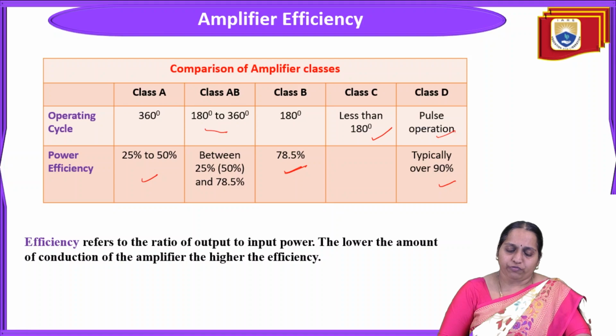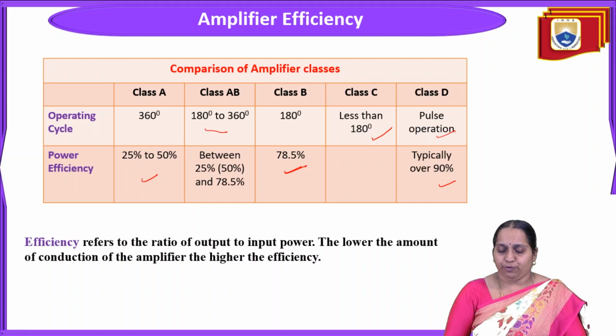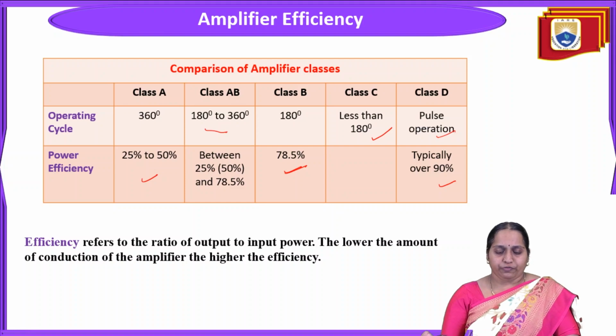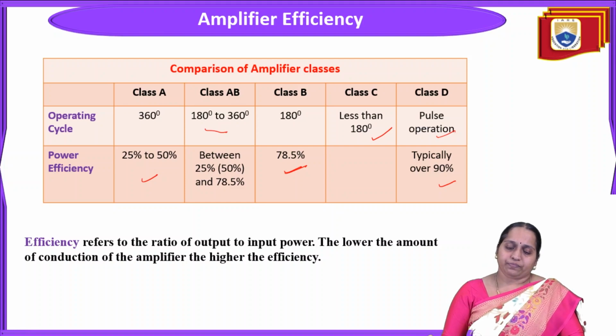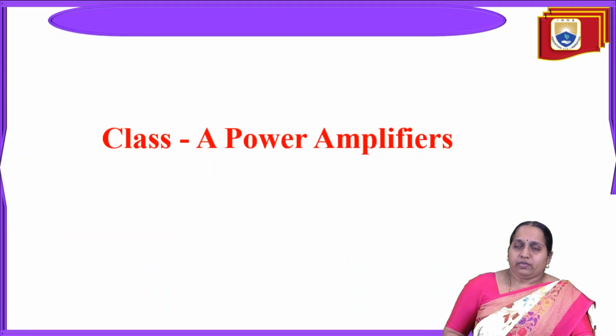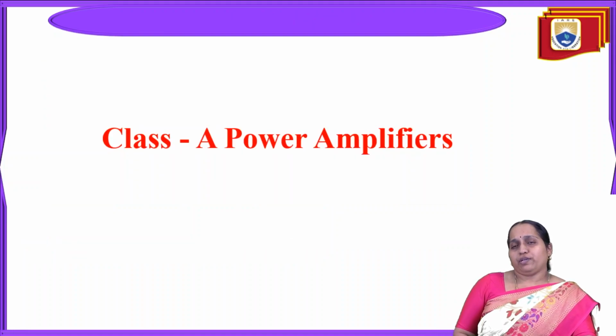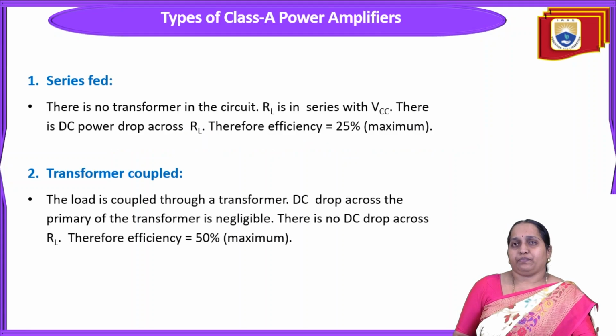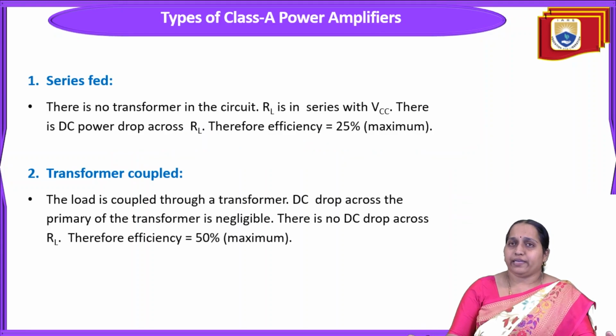Now efficiency, what does efficiency actually mean? It's a ratio of output to input power. The lower the amount of conduction of the amplifier, the higher the efficiency. Right. So first we shall discuss about class A power amplifiers. Okay. Again, class A power amplifiers, they have got two types: series fed power amplifier, class A power amplifier, and transformer coupled class A power amplifier.